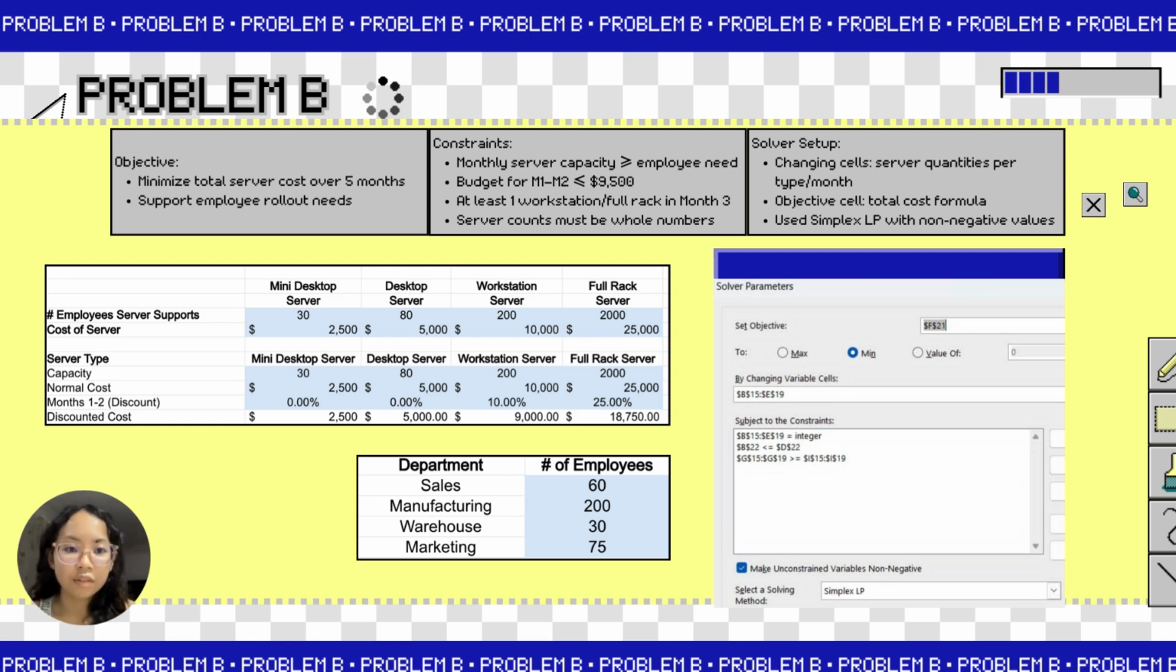Mini desktops cost $2,500 with a capacity of 30, desktops cost $5,000 with a capacity of 80, workstations are $9,000 in months 1 to 2, and $10,000 after, with a capacity of 200. And full racks are $18,750 in months 1 to 2, and $25,000 after, with a capacity of 2,000.